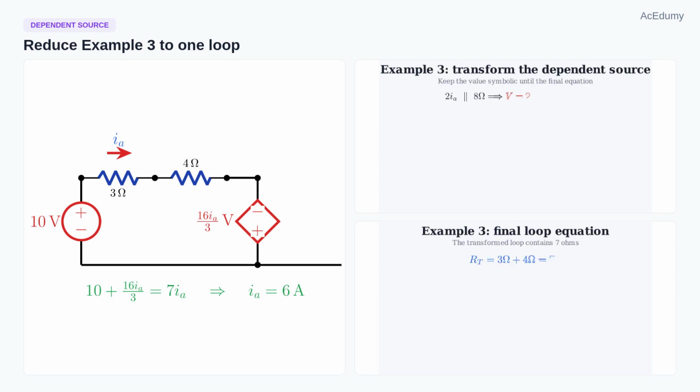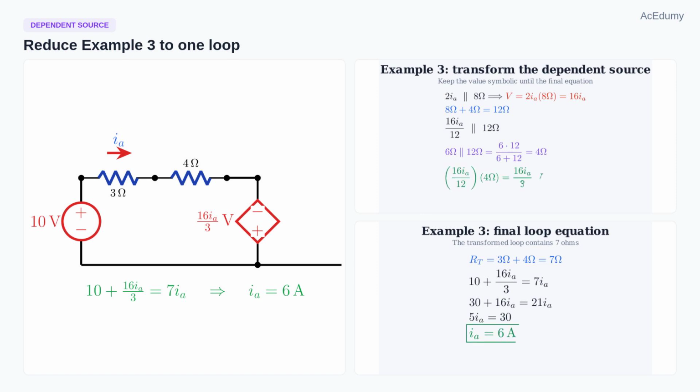Transform the dependent current source in parallel with 8 ohms into a dependent voltage source. The value is 2IA times 8 ohms equal to 16 IA volts. The 8 ohm resistor is then in series with the 4 ohm resistor, so that side is 12 ohms. Converting that series pair back to Norton gives a current source of 16 IA divided by 12 in parallel with 12 ohms. Now 6 ohms in parallel with 12 ohms gives 4 ohms.